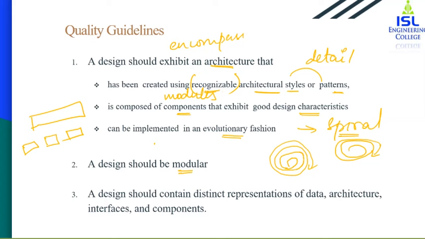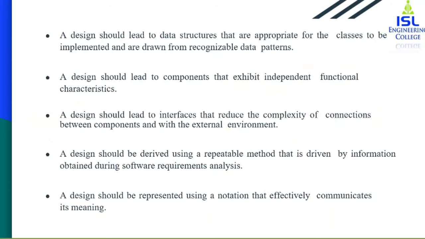Then the next one is, a design should contain distinct representation of data, architecture, interfaces, and components. These were the four different designs that we have already studied at the beginning of the class, in the first slide. So this design should contain four different types of representation: the representation of data, architecture, interfaces, and components.